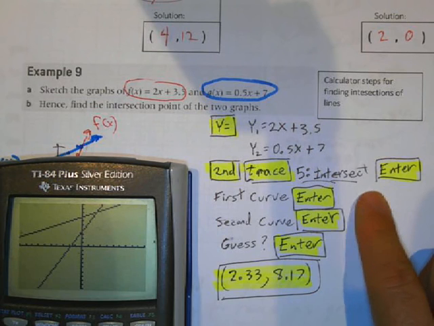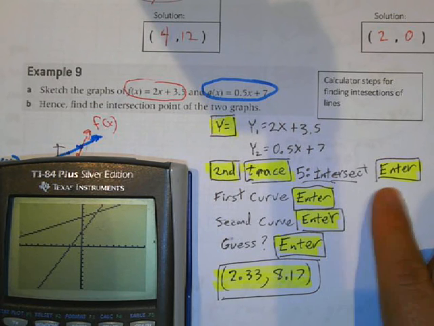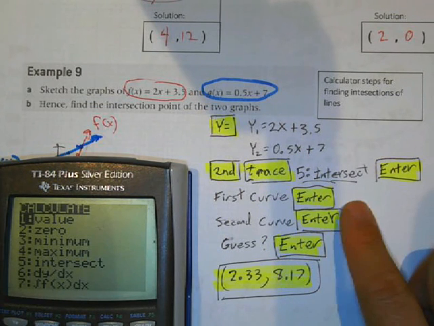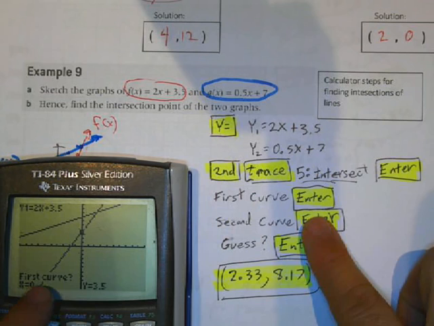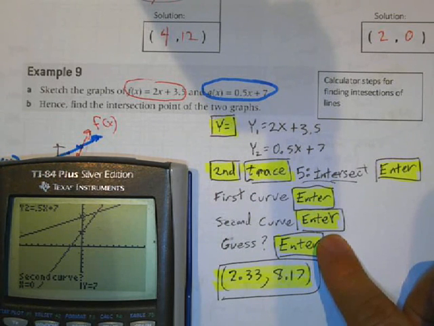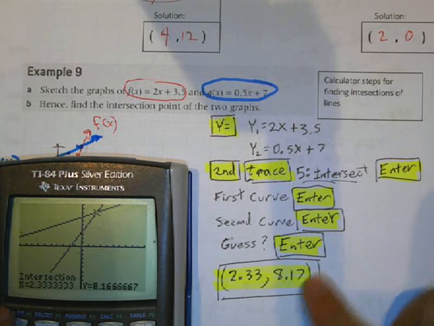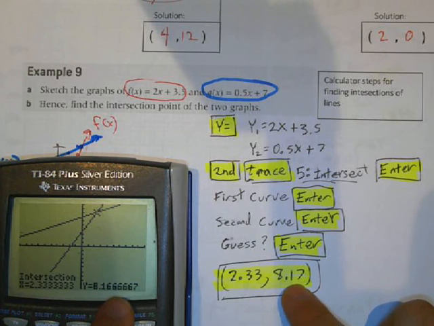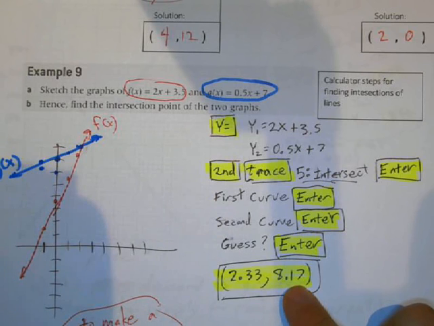And then if I want to find the intersection, I do second trace, 5 for intersect, and then it says first curve, I'm going to hit enter. It says second curve, I'm going to hit enter. And then it says guess. We are not going to guess, we're just going to hit enter, and now it tells me the intersection is 2.3 repeating, comma 8.16 repeating. Okay, and that's how you use the calculator to find the intersection.